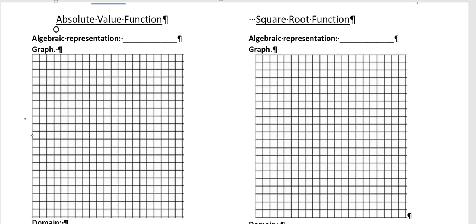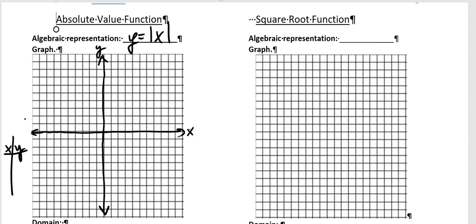So the absolute value function, the algebraic representation is y is equal to the absolute value of x. To graph it, we always start by graphing our x and y axis. Nothing fancy, just label them. Now, to build the graph, I do want some points. I don't want you to just loosely sketch it where it doesn't mean anything. So give yourself a table and pick yourself a few points.